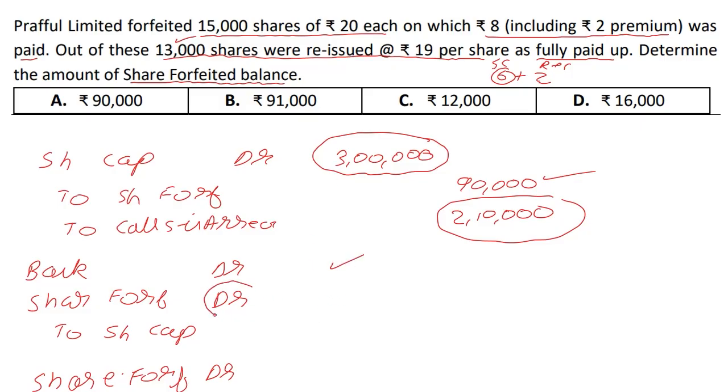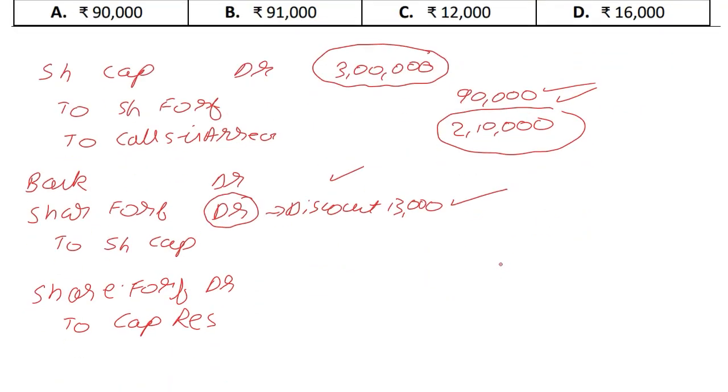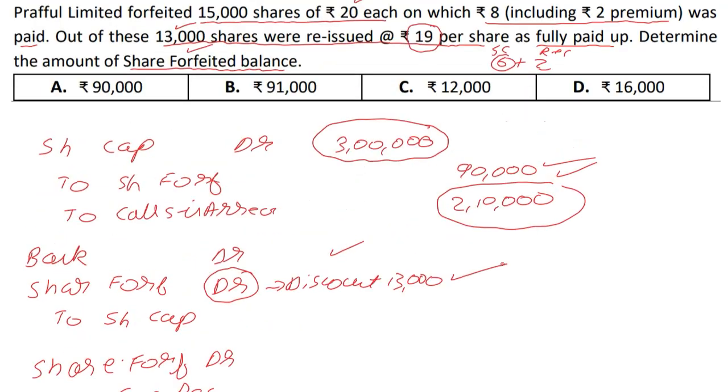But we are debiting share forfeiture with the amount of discount, and that discount is going to be your face value minus the reissue price, fully paid up. So 1 rupee discount into how many shares? 13,000. So we are debiting by 13,000. So we have 90,000 here, 13,000 here. And then we have to transfer some amount to capital reserve.